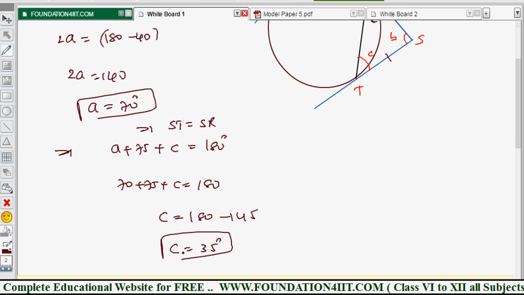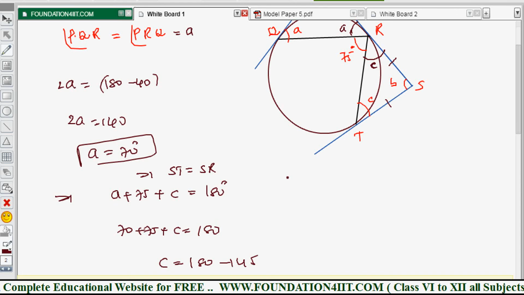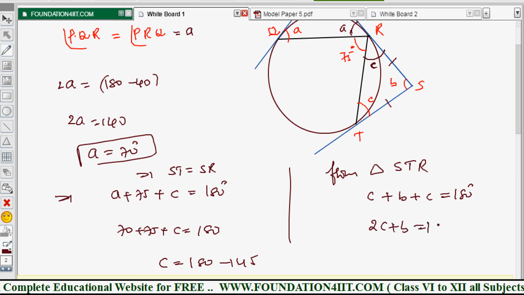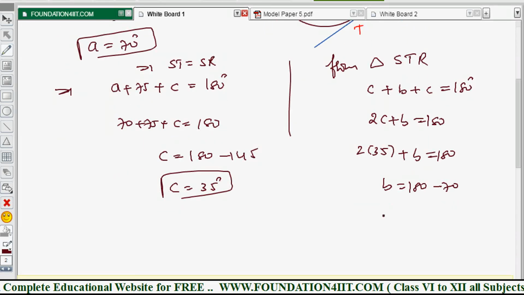So C is 35. Now that we know the C value is 35, then B plus 2C. The sum of the angles in a triangle is 180. So from triangle STR, C plus B plus C is 180, three angles. That is 2C plus B equal to 180. C we already got is 35, so 2 into 35 plus B is equal to 180. From this, B is 180 minus 70, because 35 into 2 is 70. So B is equal to 110 degrees.